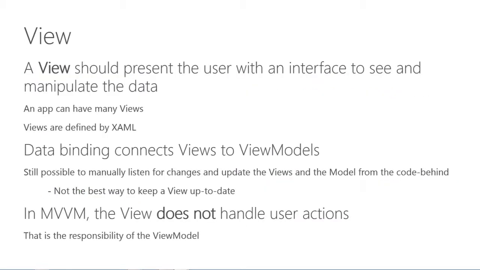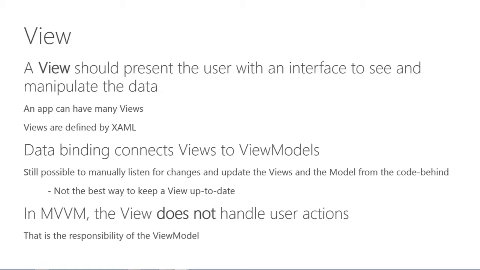Diving into the view, we already talked about this earlier. View is what presents the user with the interface. That's the UI, and it's what the user uses to manipulate that data. An app can have many views. Typically, a view is bound to a view model. Sometimes it's bound to multiple view models, and that's okay.